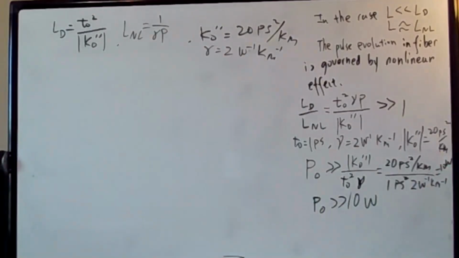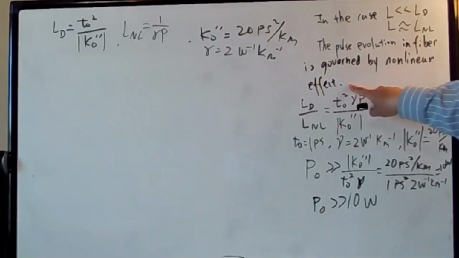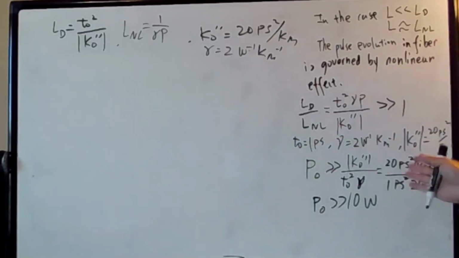Thank you, you got it right. So the P naught needs to be greater than 10 watt in order to have the pulse evolution in the fiber governed by the nonlinear effect. It dominates. So let's see, you can calculate the L_NL and L_D in this case.